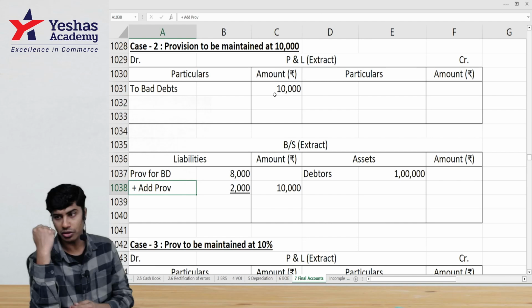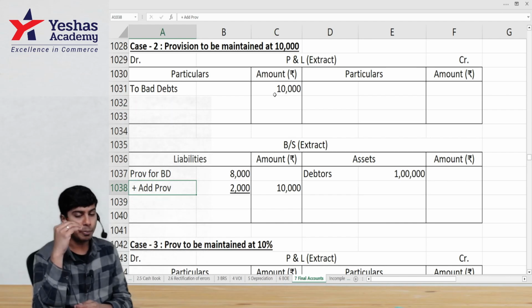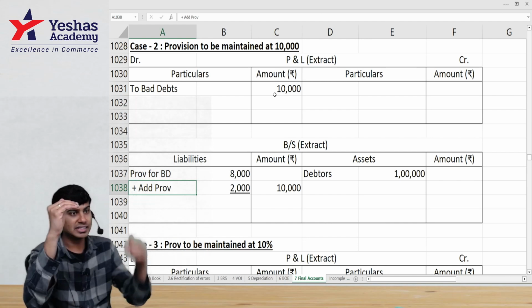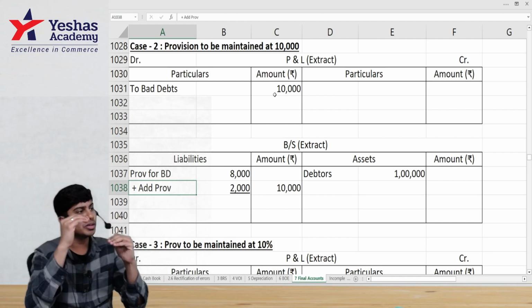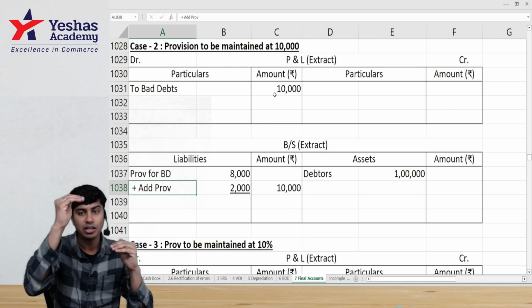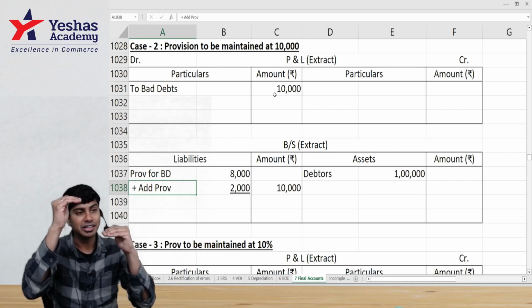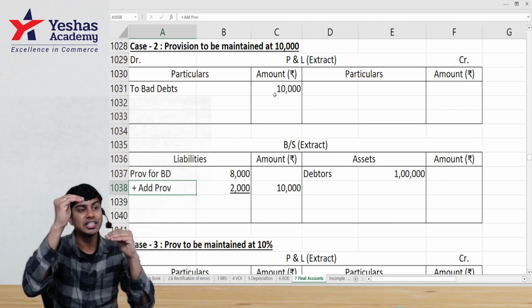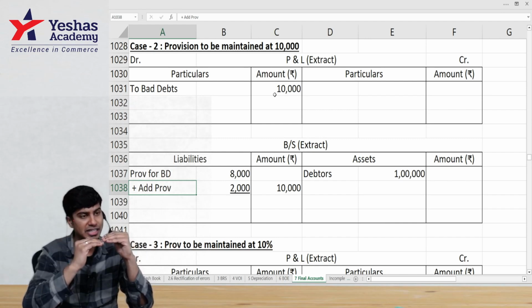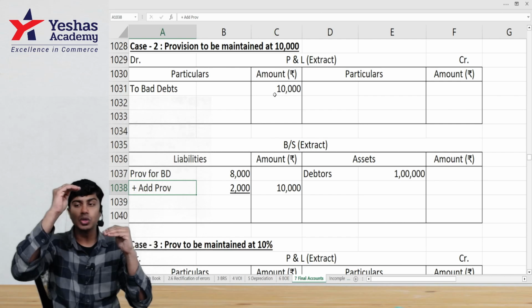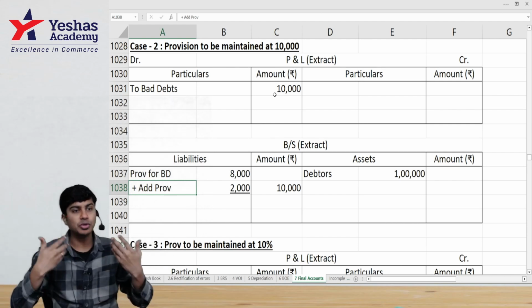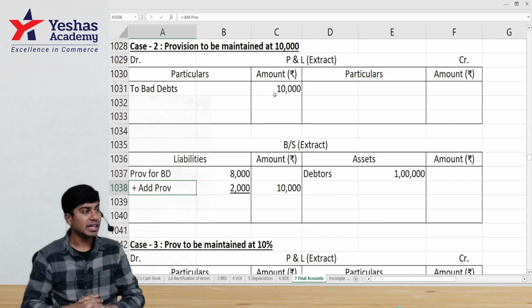Remember our concept video. I mentioned it to you. The provision to be maintained and existing provision should be compared. How much is the provision to be maintained? 10. What is existing provision? 8. Which is more? To be maintained is more. So existing provision is 8. It has to be increased to 10. Meaning additionally we have to create provision of 2.